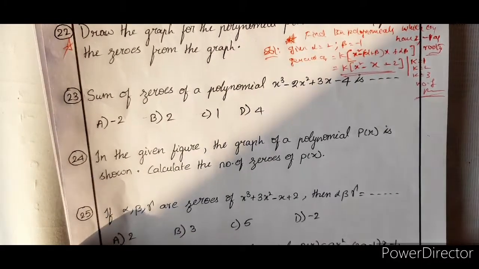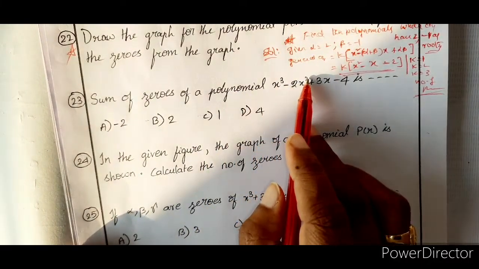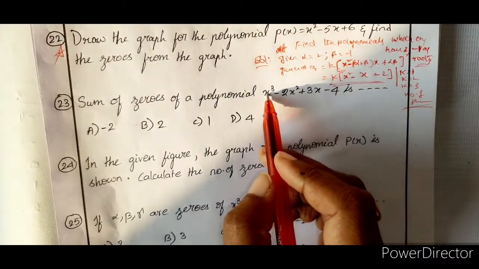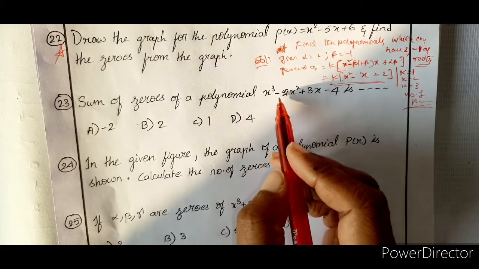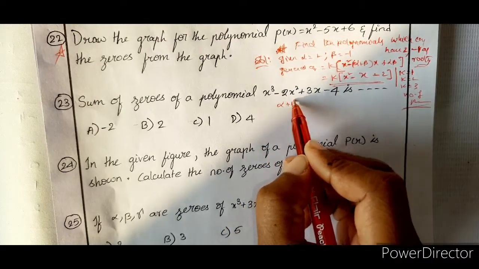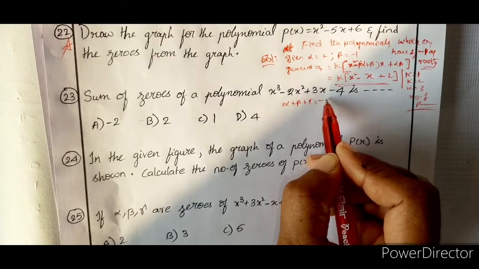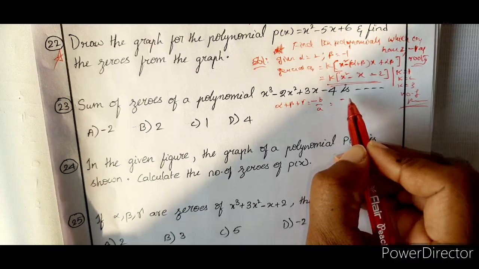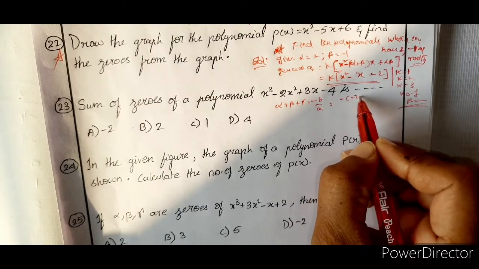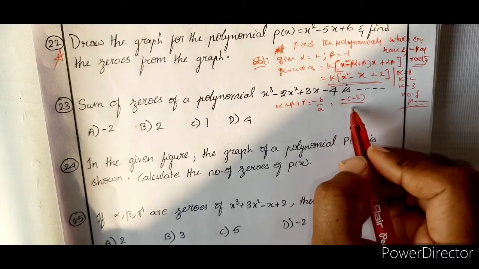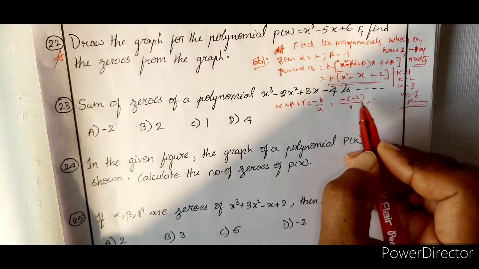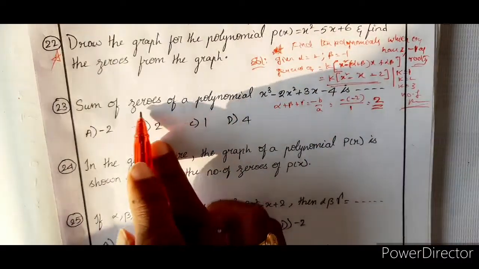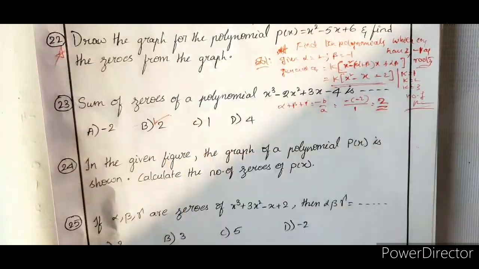Right. The next one, sum of the zeros of the polynomial x cube minus 2x square plus 3x minus 4 is. See, it is a cubic polynomial. In a cubic polynomial, the sum of the zeros, that is alpha plus beta plus gamma, is minus b by a. Now here minus b is minus of minus 2, by a is 1. So this is minus of minus 2, which is plus 2. So the sum of the zeros is plus 2.